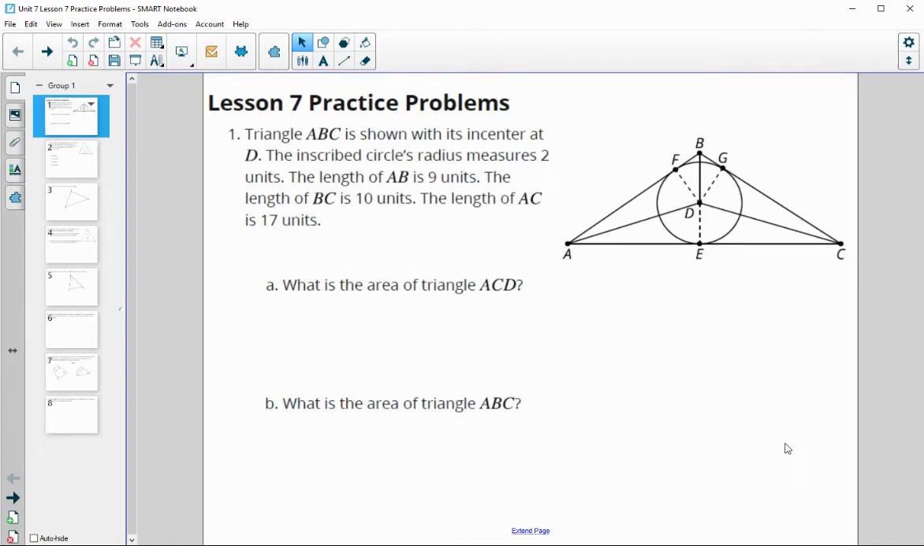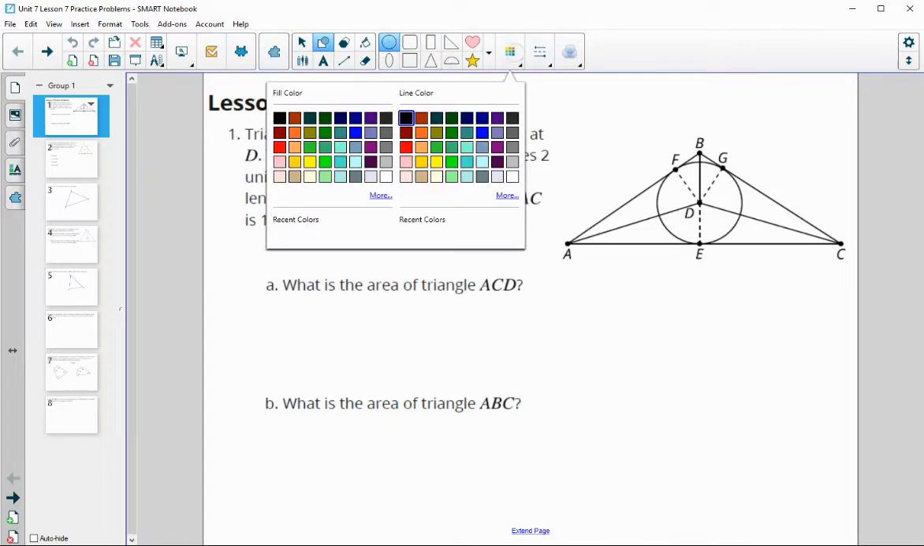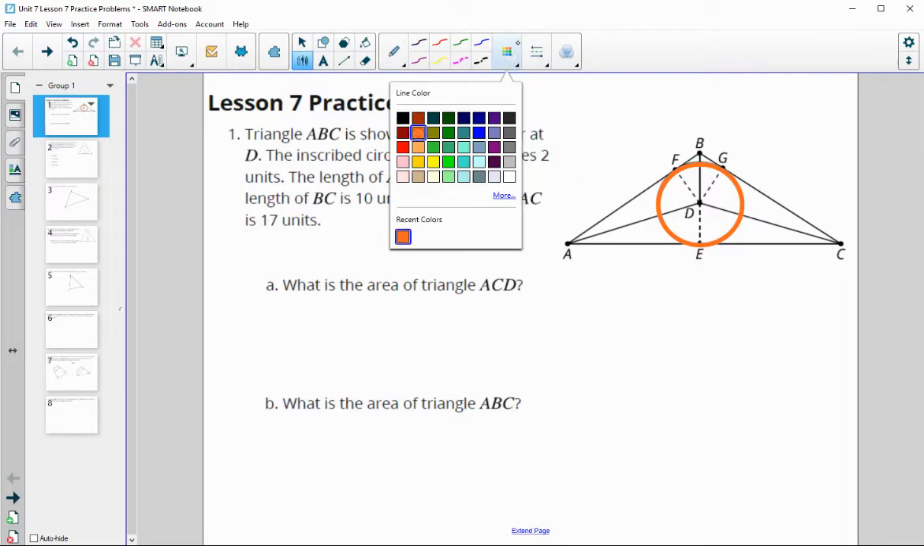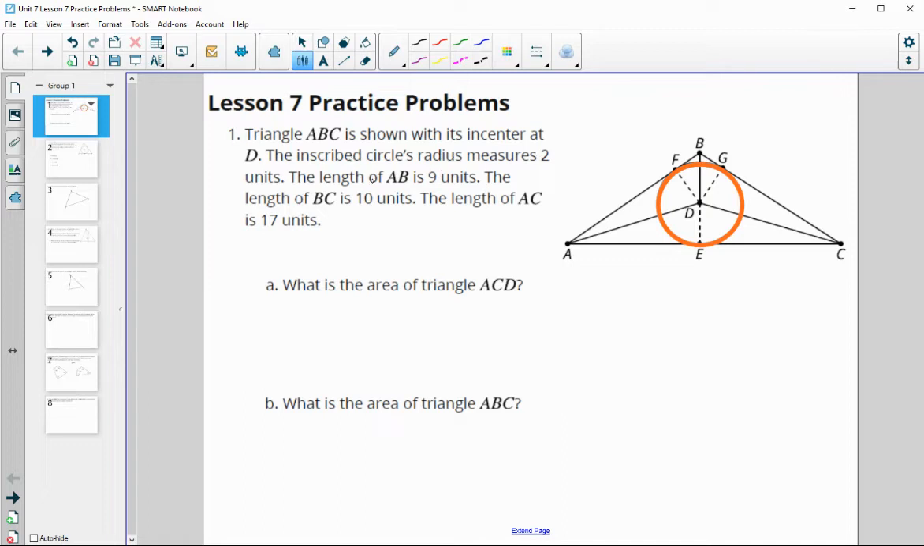In this video, we are going to take a look at Unit 7, Lesson 7 practice problems. So in this diagram, it says ABC is shown with its incenter at D. Remember, the incenter is the center of the inscribed circle. So it touches each side at one point, which we can see labeled at F, G, and E. These dotted lines are all radii of that circle. It says the inscribed circle's radius measures 2 units, so every one of these dotted lines here is 2 units.